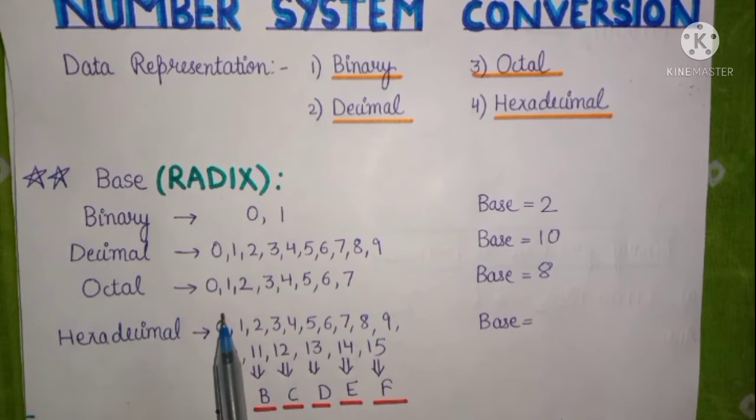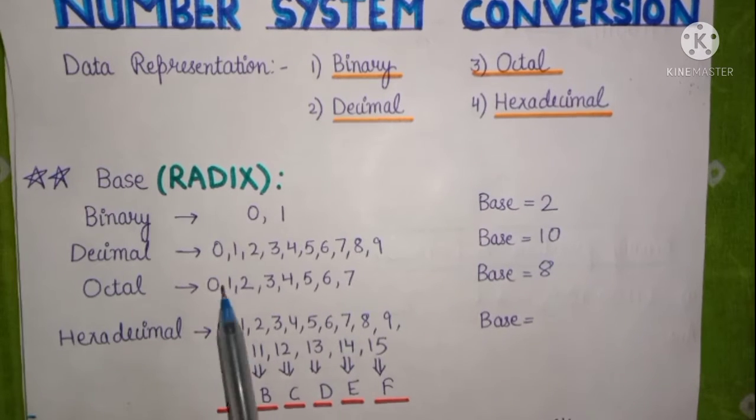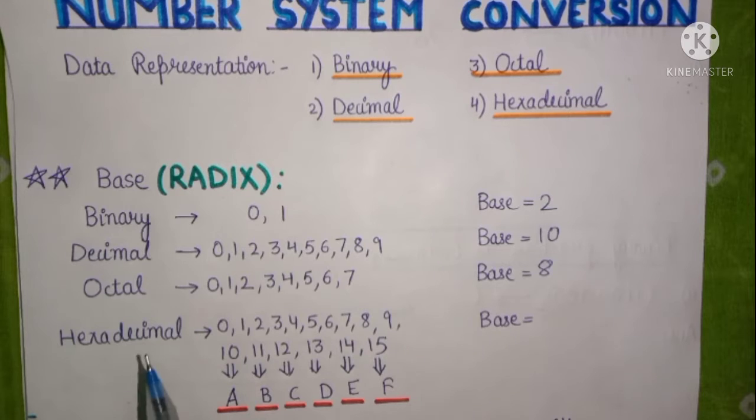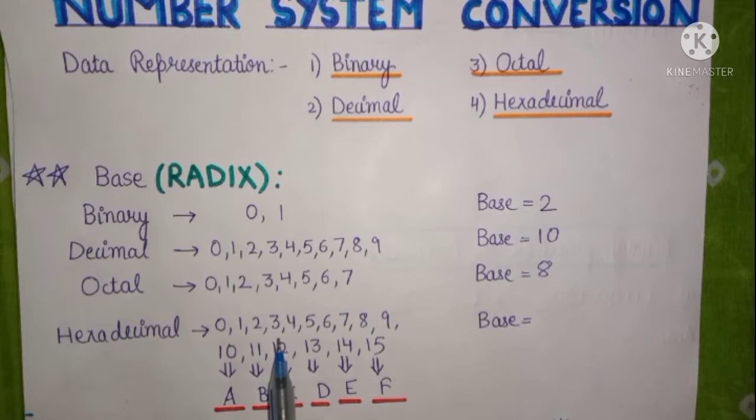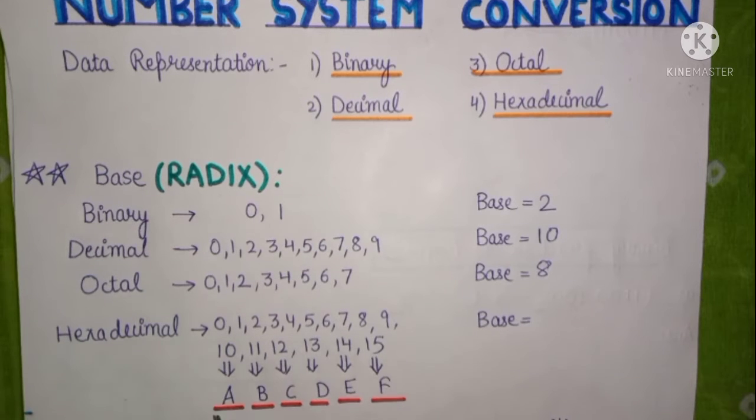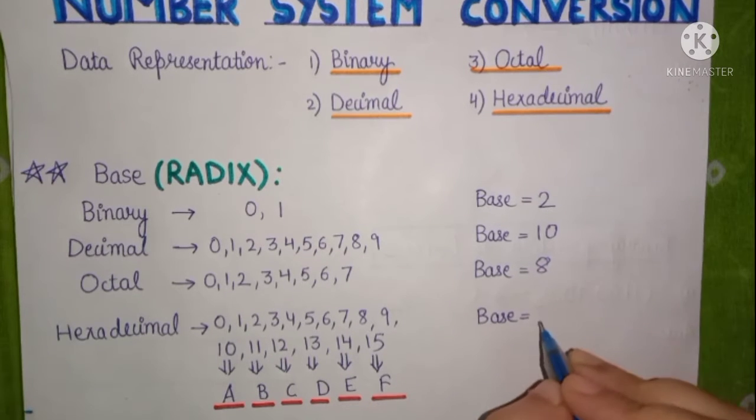In octal, if we count 0, 1, 2, 3, 4, 5, 6, 7, the base is 8 because the total number of digits if we count is 8. In hexadecimal, we have a total of 16 digits: 0, 1, 2, 3, 4, 5, 6, 7, 8, 9, and after 9 there are 10, 11, 12, 13, 14, 15. In hexadecimal, 10 is represented by A, 11 by B, 12 C, 13 D, 14 E, and similarly 15 is represented by F. So that's why the base of hexadecimal is 16.